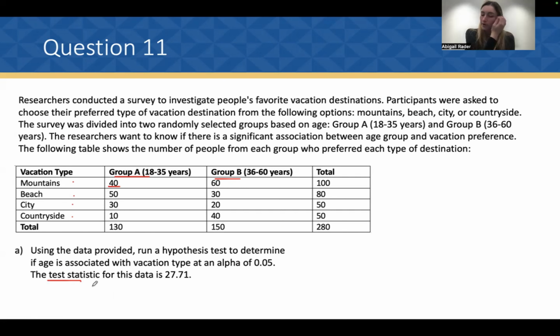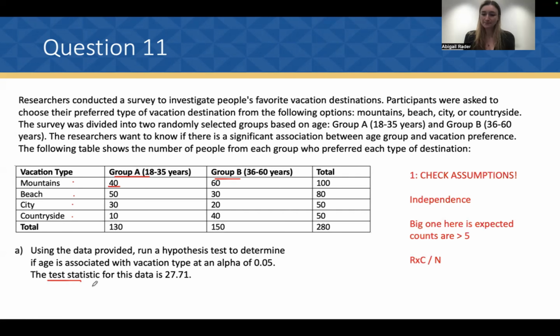Okay, so first thing we're doing is checking assumptions. No reason to think groups are different than each other, right? These are 2 different age groups. Again, it's your justification for it. In this case, I don't see a reason why they would be related. And then the big one here that you have to check is that the expected counts are all greater than 5. This is something it's really great to actually know how to do, even though I know we haven't actually done it that much in class, but know how to calculate it out.